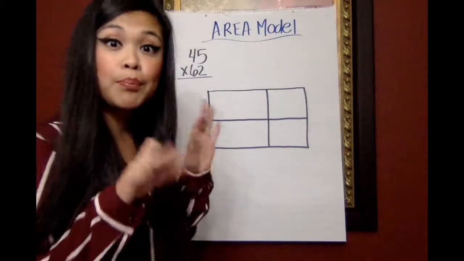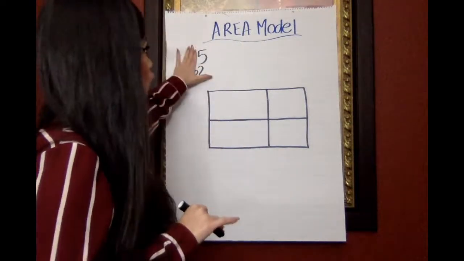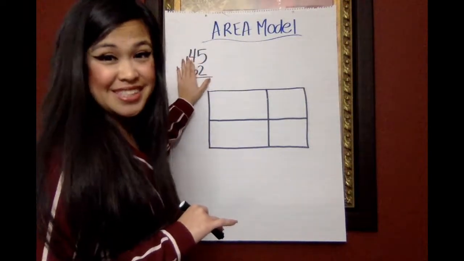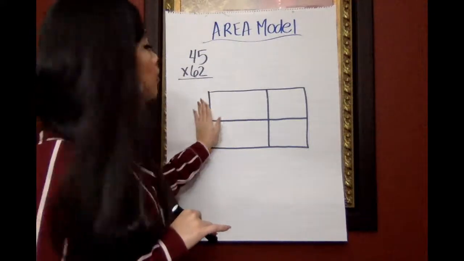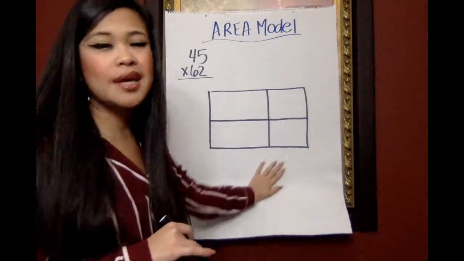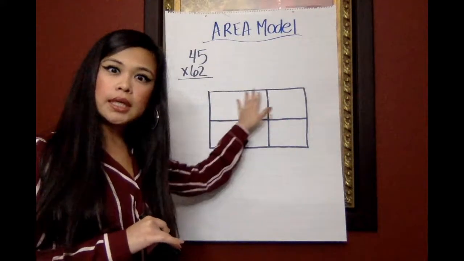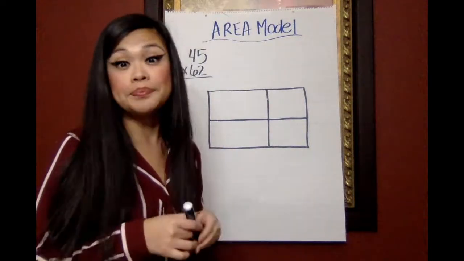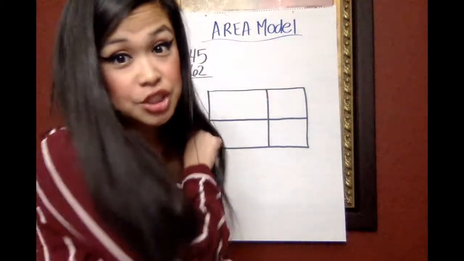The strategy that we're going to be practicing is 45 times 62. So go ahead and write 45 times 62 on your table, and also go ahead and draw your rectangle, okay? Because many times it's already given to us, but sometimes we have to draw it. Well, you have to draw it if you want to use the strategy.